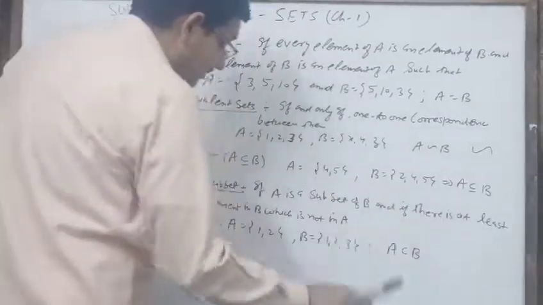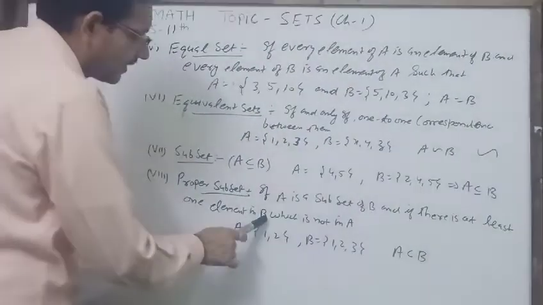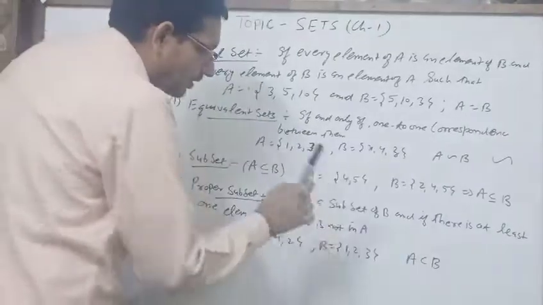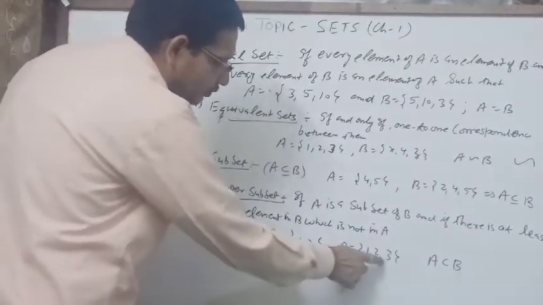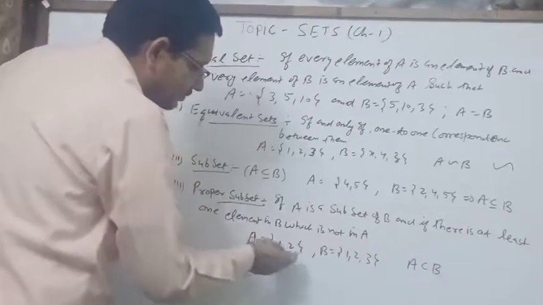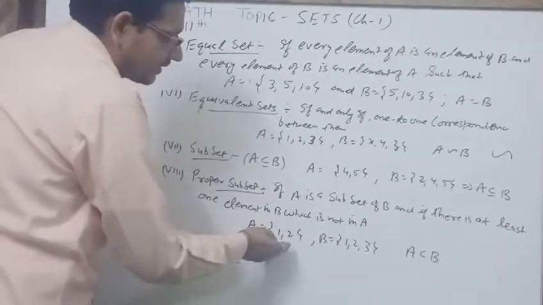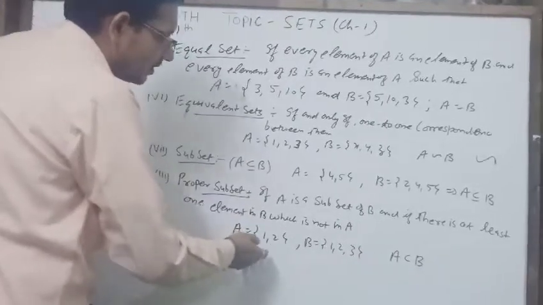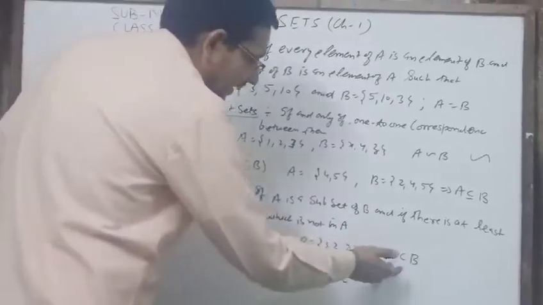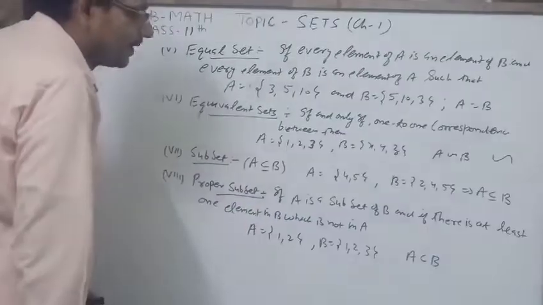Next, proper subset. If A is a subset of B, and if there is at least one element in B which is not in A, like A is the set 1, 2 and B is the set 1, 2, 3. 3 is an element which does not exist in set A, right? So these two sets are called proper subsets. Then A is a proper subset of B.